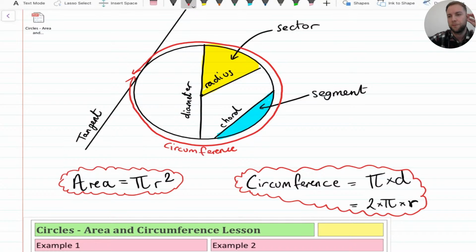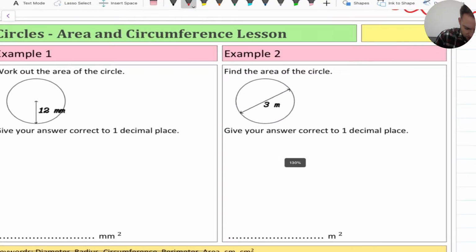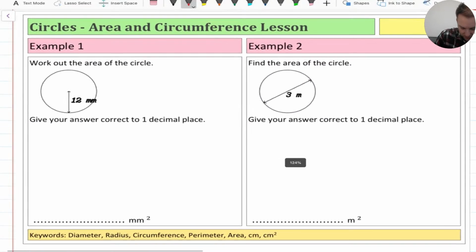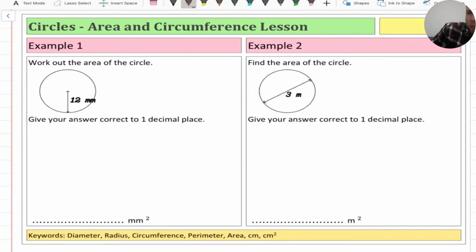I'll give you a second. Okay, let's move on. Let's have a go at these questions then. Example 1, example 2. I'll do both of these examples. They're quite straightforward. There is one thing that I'm going to suggest, and this is not just for circles. This is for semicircles, or if we're doing other things like cones or cylinders or spheres.